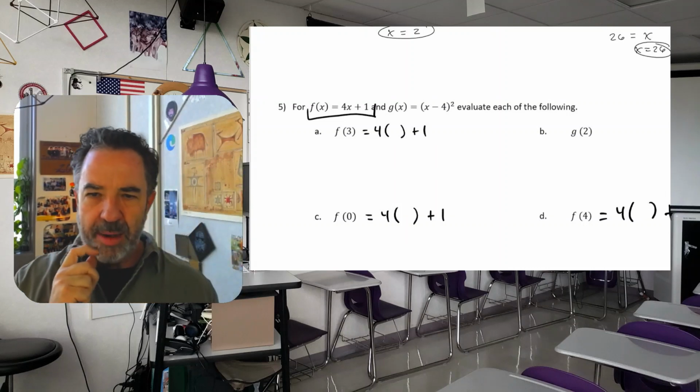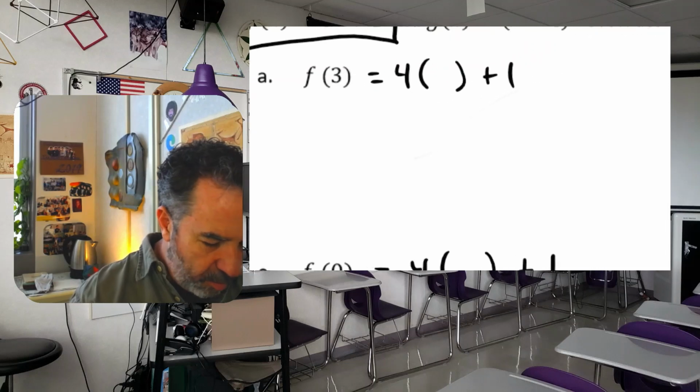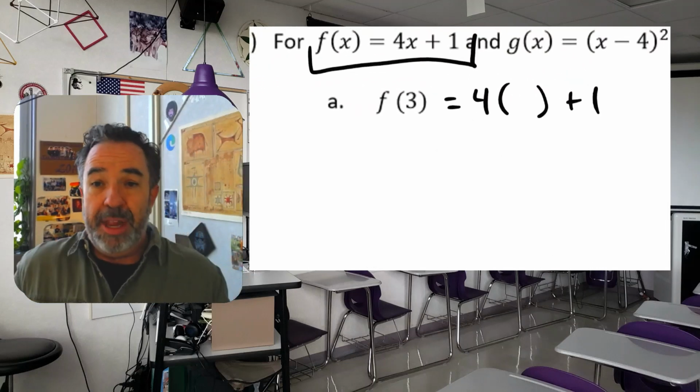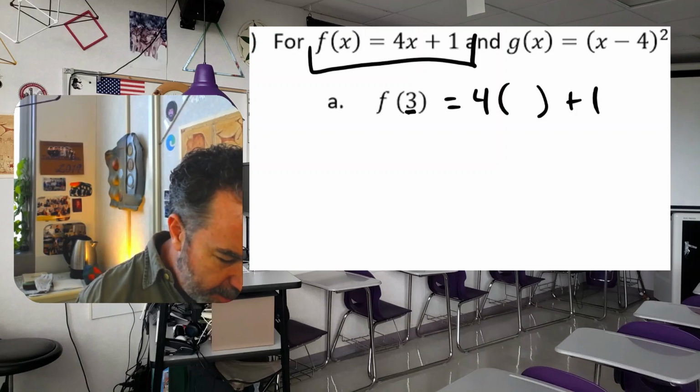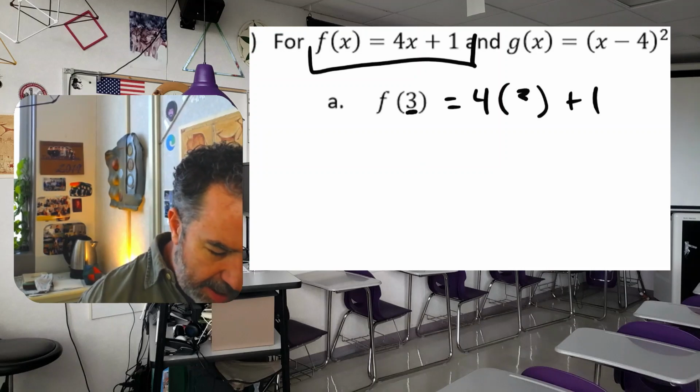Now, you notice I'm not writing down the x. What I'm doing is I'm writing in instead a place to place an x. So in this case, when they tell me x is the number 3, I'm going to place a number 3 right in there.